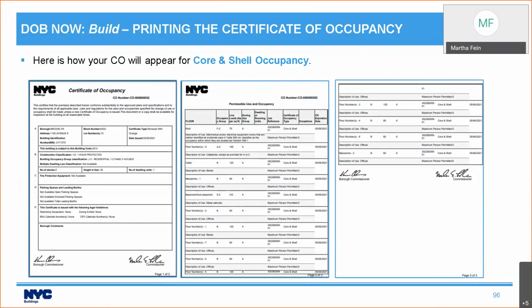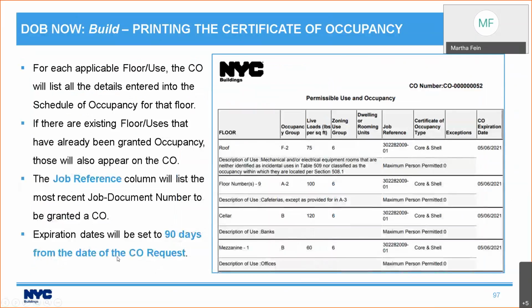The first page has information about the building as a whole. And then the second and possibly more pages will have each floor use record showing up. It's going to list the details that you entered into the schedule of occupancy for that floor use. And remember, I told you, even if you're not doing work on all the floor uses, the printed certificate of occupancy will show every floor use that has been granted occupancy.